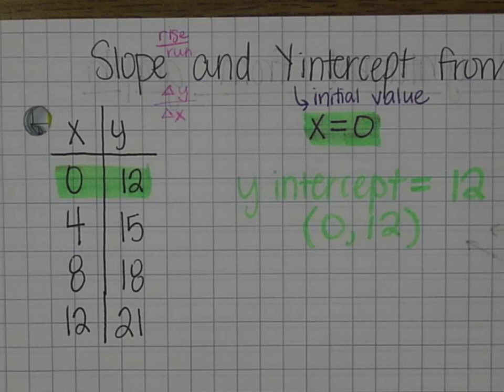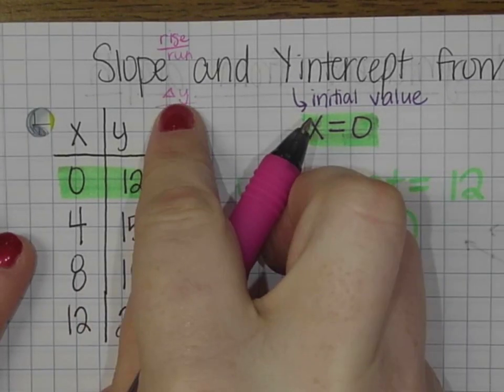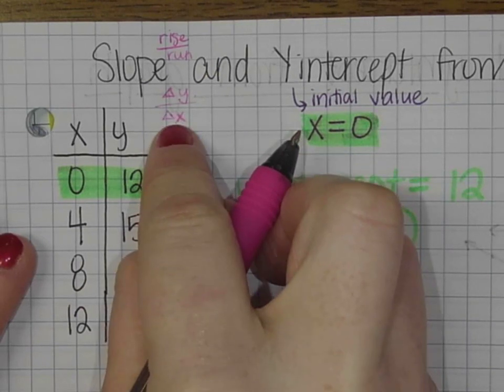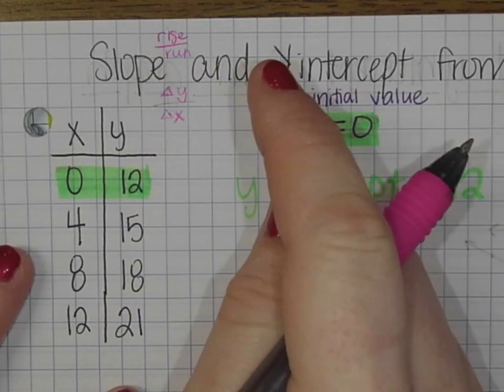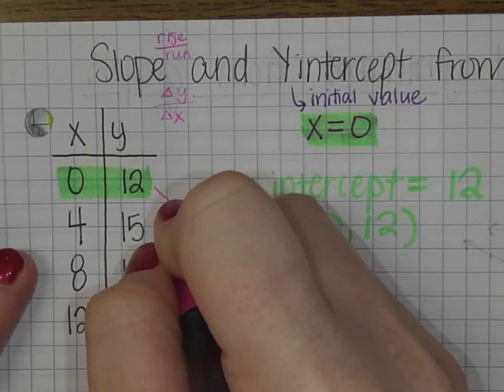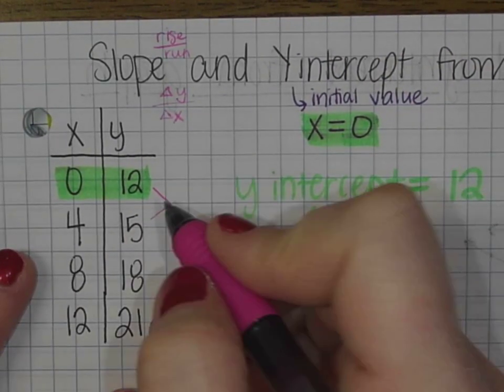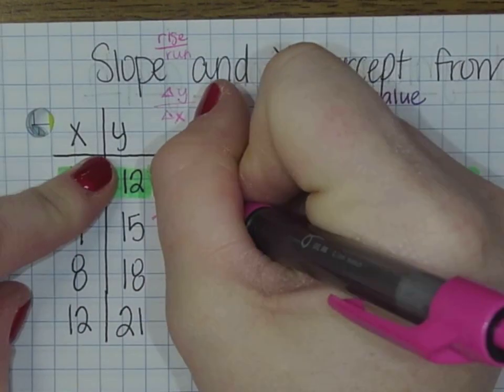Okay, now let's go ahead and find the slope. So remember, it's the change in y over the change in x, or you hear me say y's over x. So from 12 to 15, that's changing by 3.